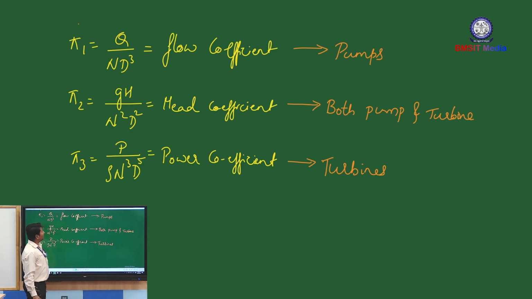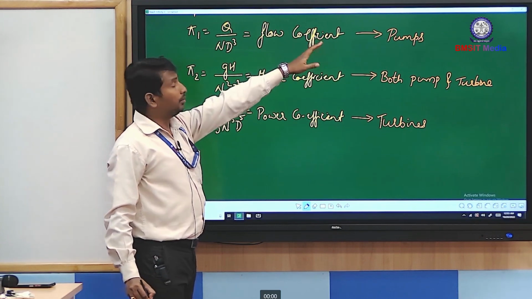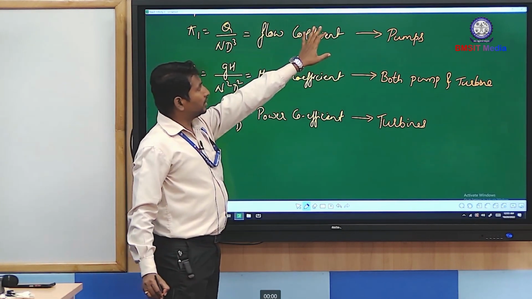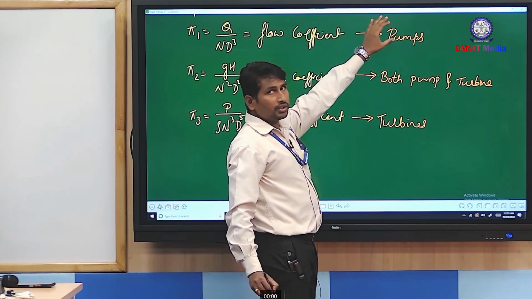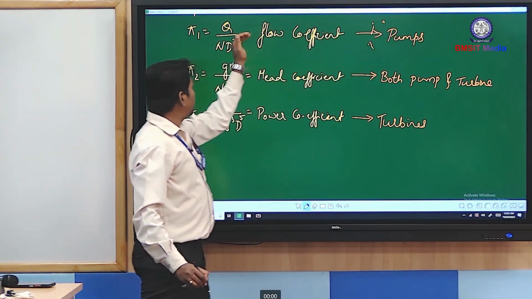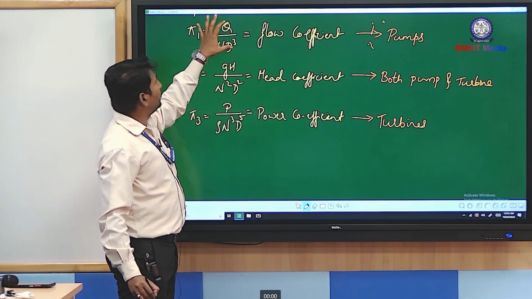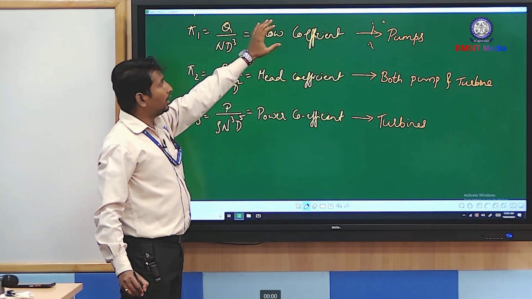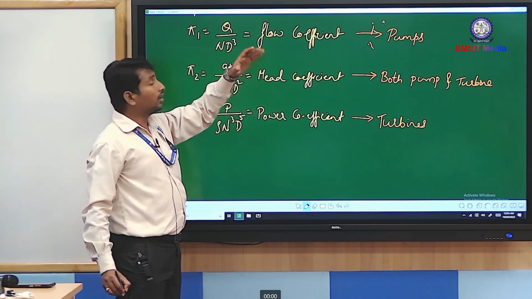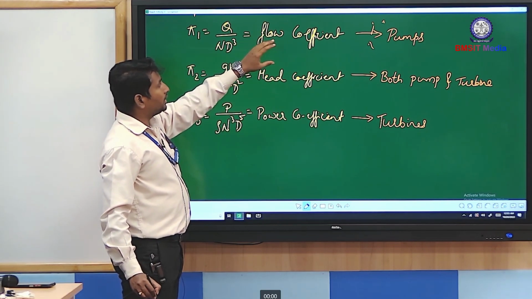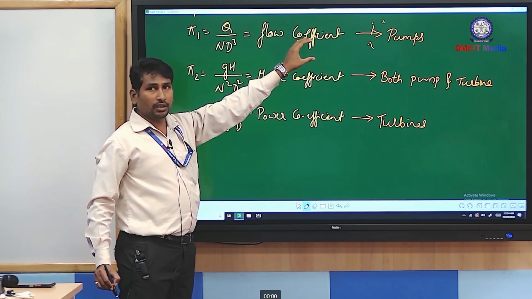What is the reason I am using only the flow coefficient for pump problems? Because what is the output of the pump? The main motive of the pump is to discharge the water. The discharge is denoted by Q, and Q is available only in the pi 1 term. So it is called the flow coefficient, and we are going to consider it with respect to the pump.